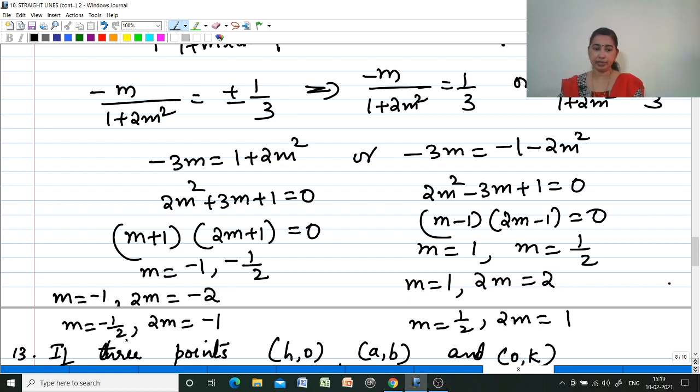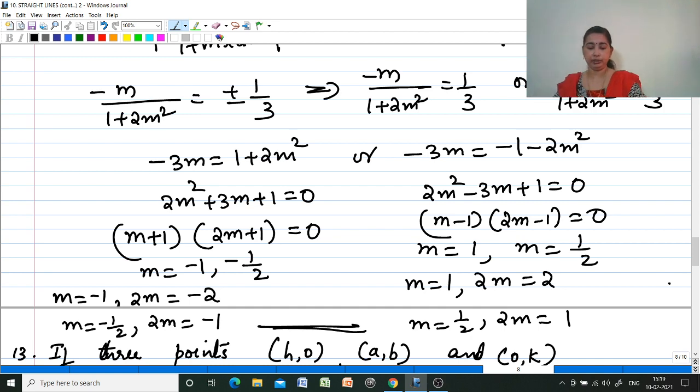Then the second slopes are, first slope minus 1, minus 1 by 2, 1 and 1 by 2. And second slope, that is 2m, double of the first one, means minus 2, minus 1, 2 and 1. So these are the slopes.